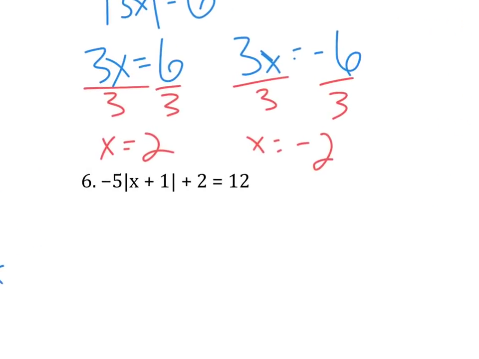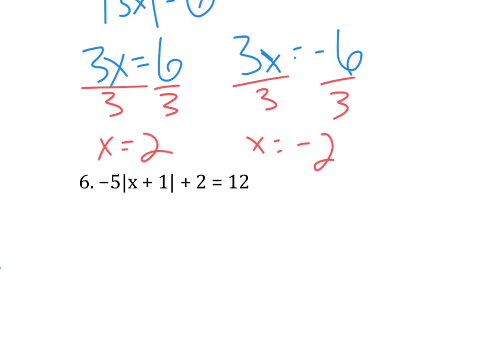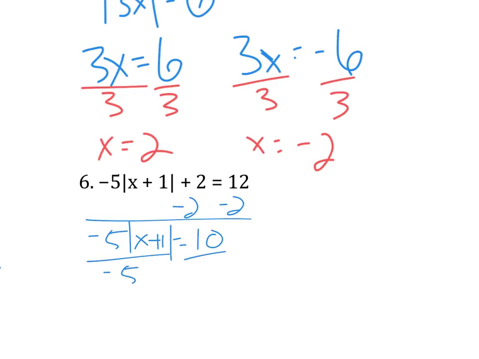Okay, and let's take a look at number 6 here. So we are going to subtract 2. And we get negative 5 absolute value of x plus 1 equals 10. I'm going to divide by that negative 5. And we get absolute value of x plus 1 equals negative 2.